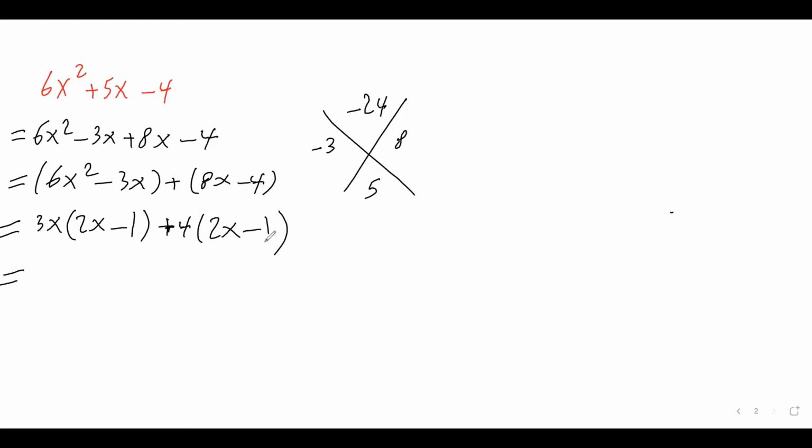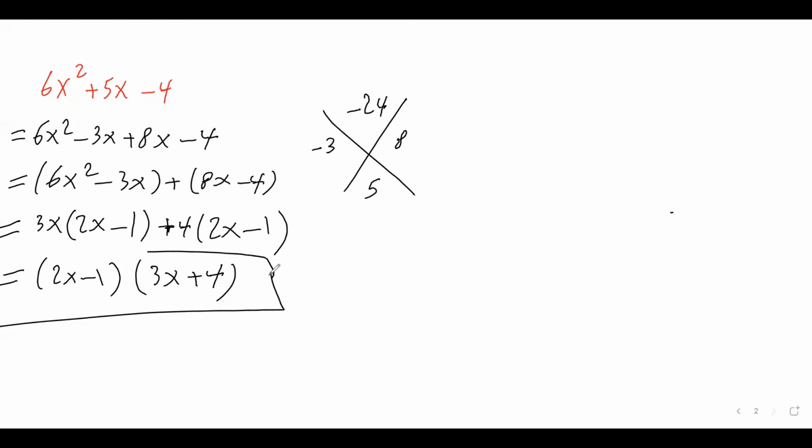Now I have two expressions. 2x minus 1 is in common, so I factor that out. 2x minus 1, and I'll get 3x plus 4. These are my factors. And now let's do the second method as well. So for the second method, again, same thing. I draw the x, I write down those. I'm looking for two numbers which their product is negative 24, their sum is 5, and those two numbers we already found. They are 8 and negative 3.